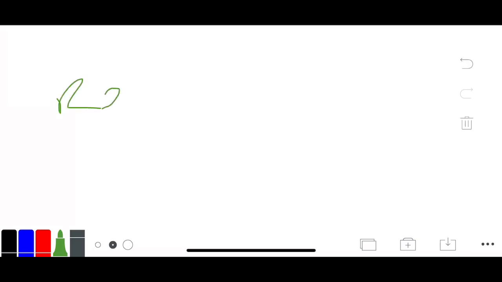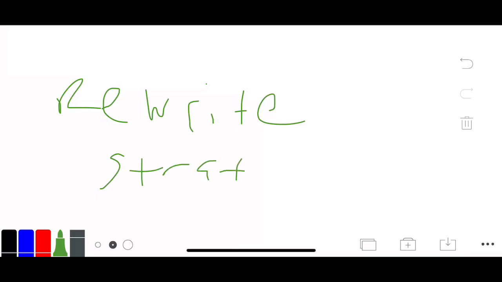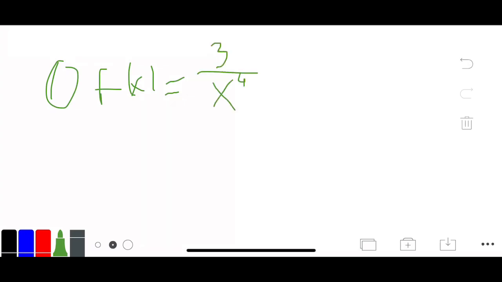So, like I said, what we're doing is rewrite strategies. There we go. To begin, we have 4 rewrite strategies. The first one is f of x equals 3x to the 4th. How you want to rewrite this one is, you have 3x to the 4th, and you basically want to flip it in a way.